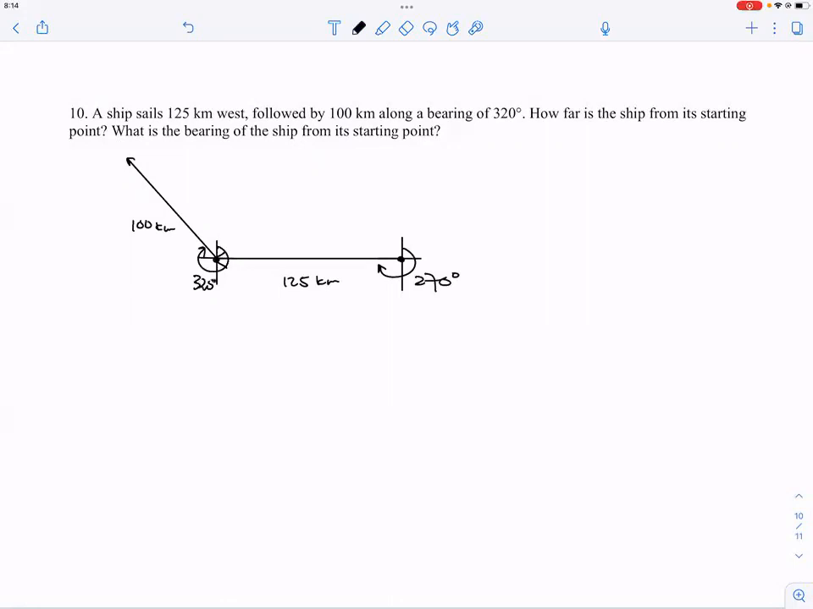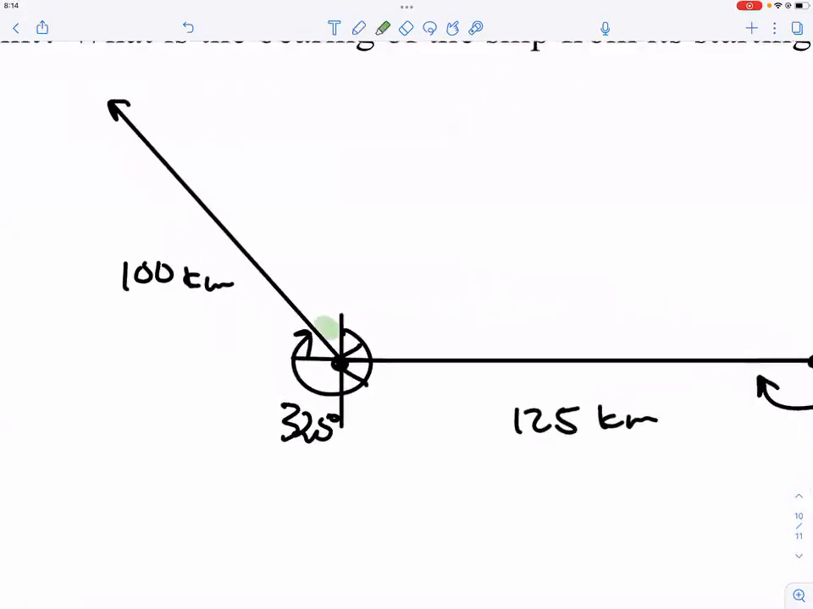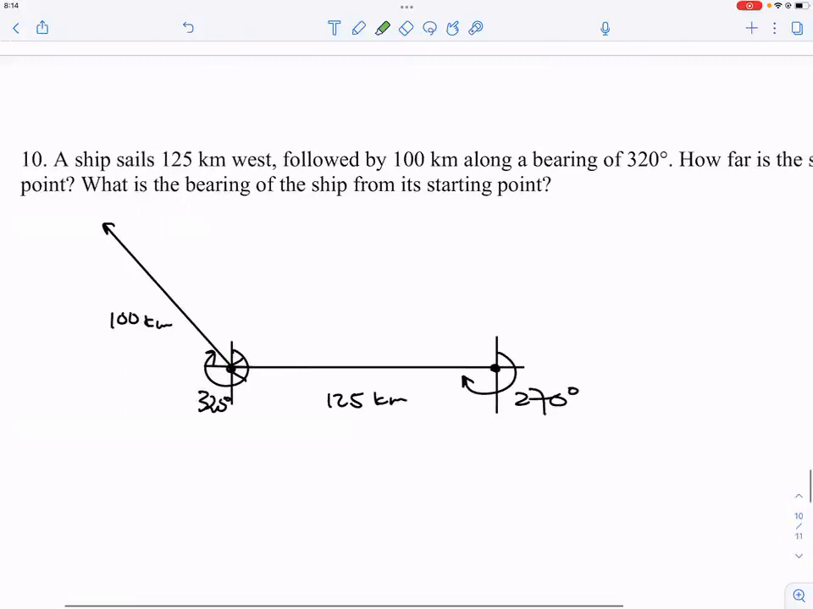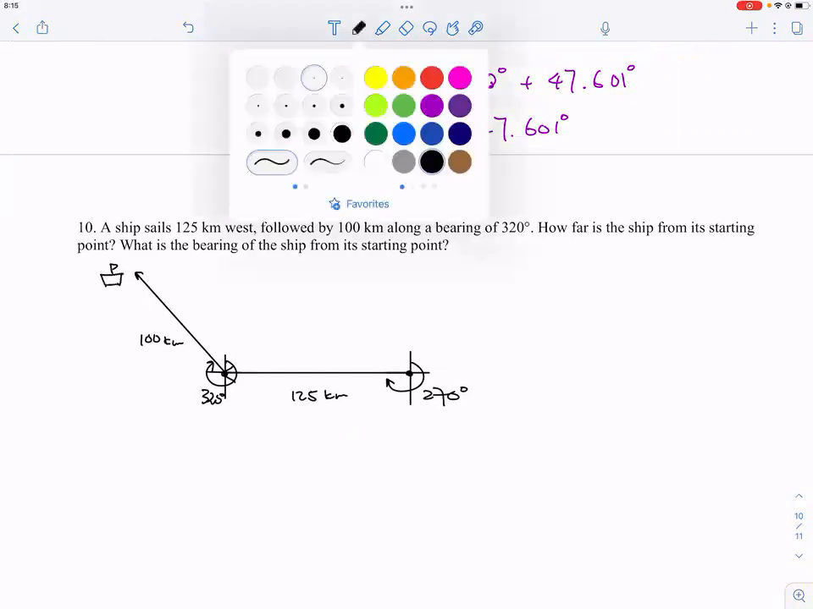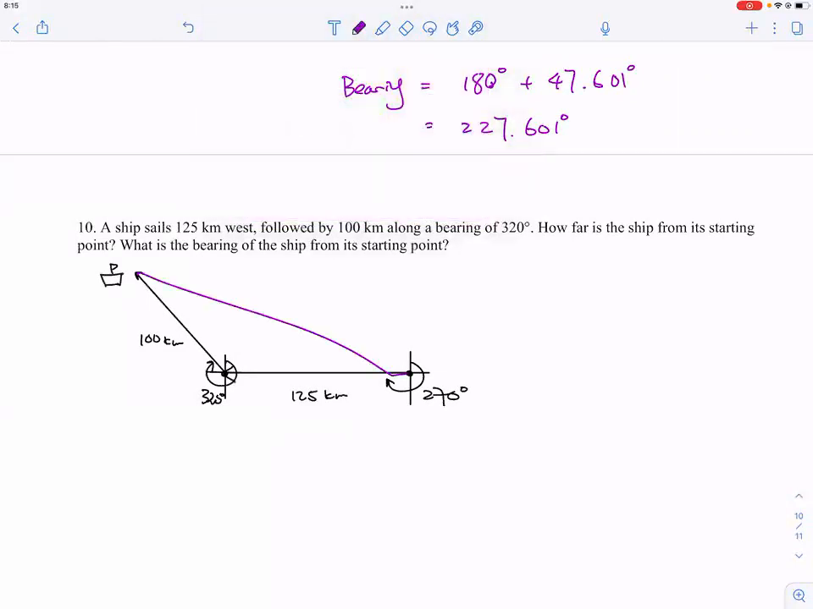Now just out of curiosity, can you tell what this angle is? I think you can tell. It's just 40 degrees, right? Okay, so we want to find out the distance and also the direction of the ship from where it started.